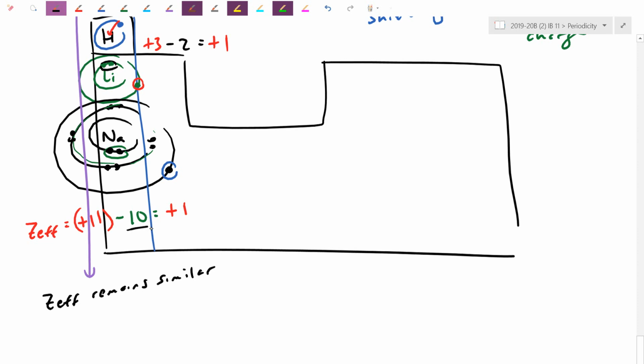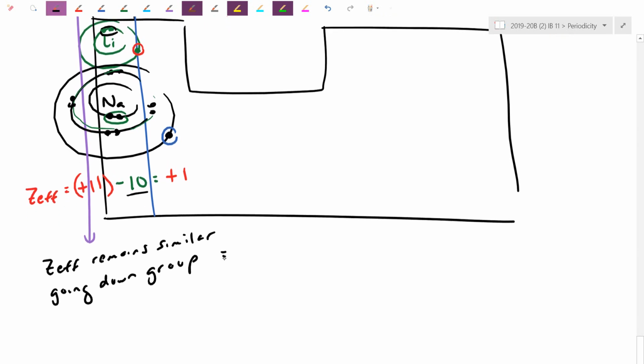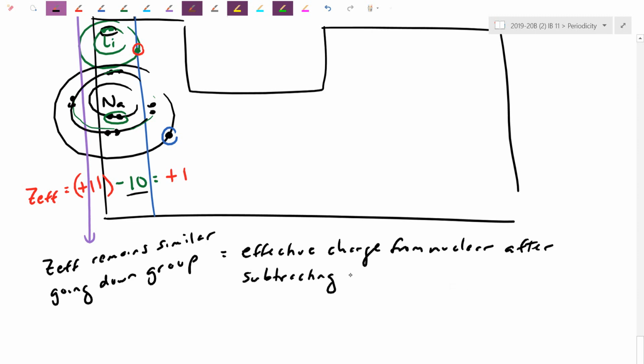Sure, I have way more electrons, but now suddenly beyond another shell out, I'm blocked out by another full shell that sort of blocks out and screens out all those extra electrons that I had. Z effective remains similar. We're going to use patterns on the periodic table. So I'm going to say going down a group from top to bottom. And just in regular English translation, what we're saying here is the effective charge from the nucleus, so the leftover positive attraction that I see from the core, after subtracting any screening or shielding electrons, stays similar from top to bottom.